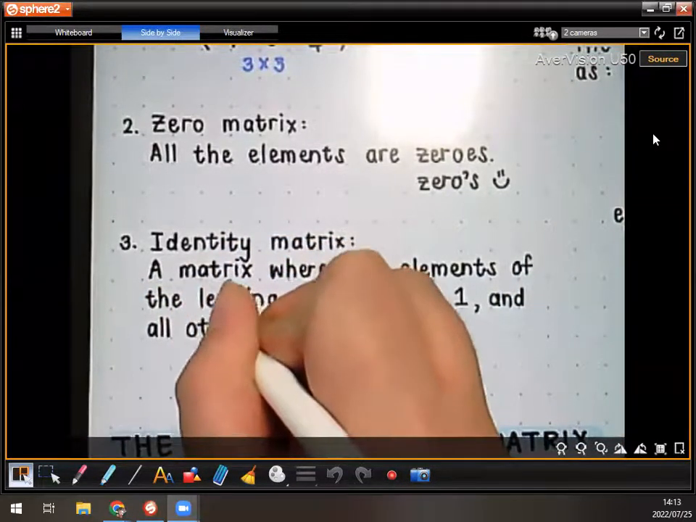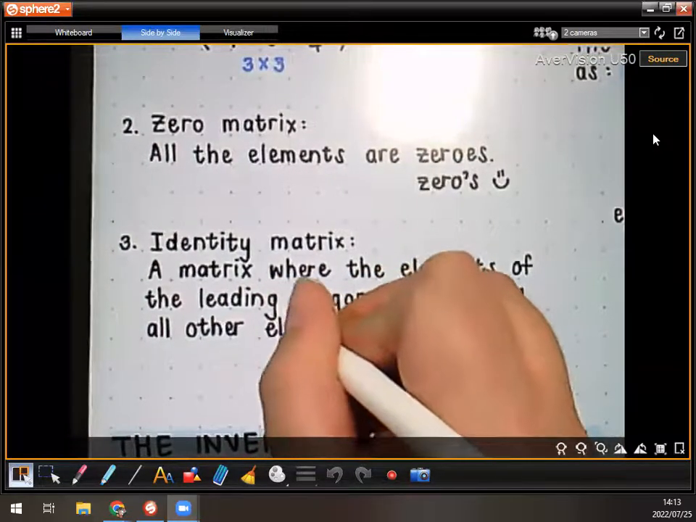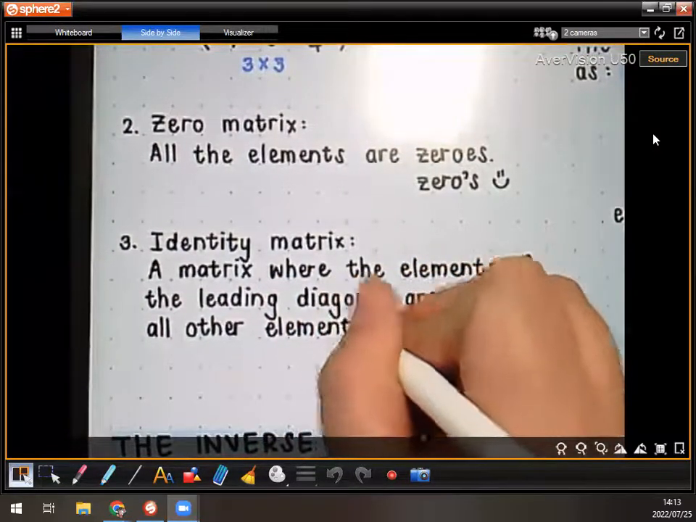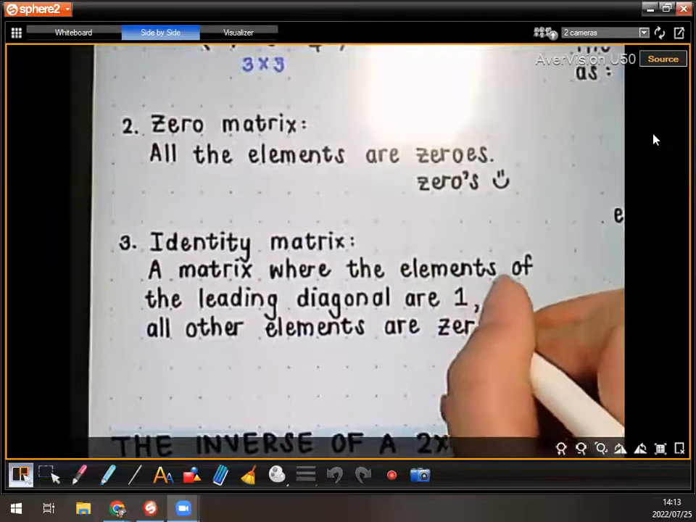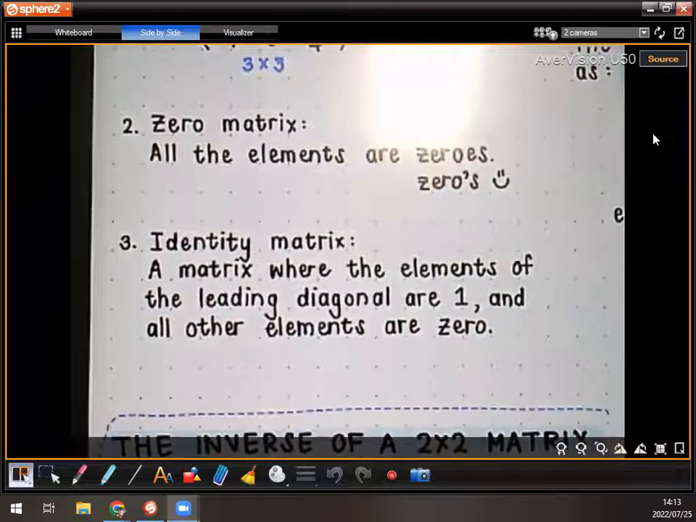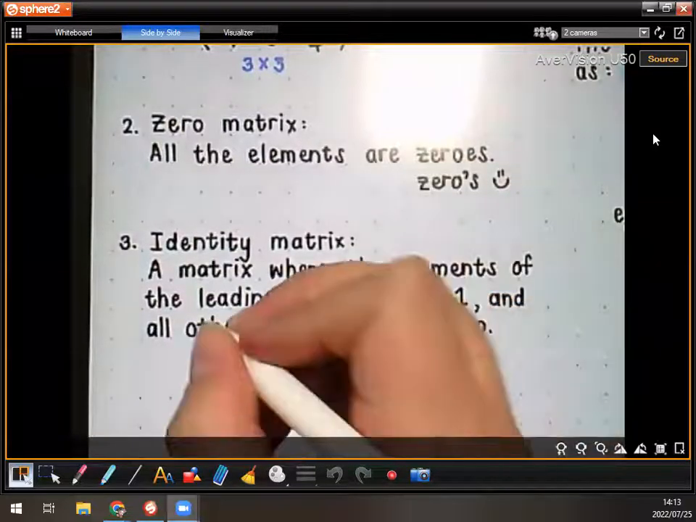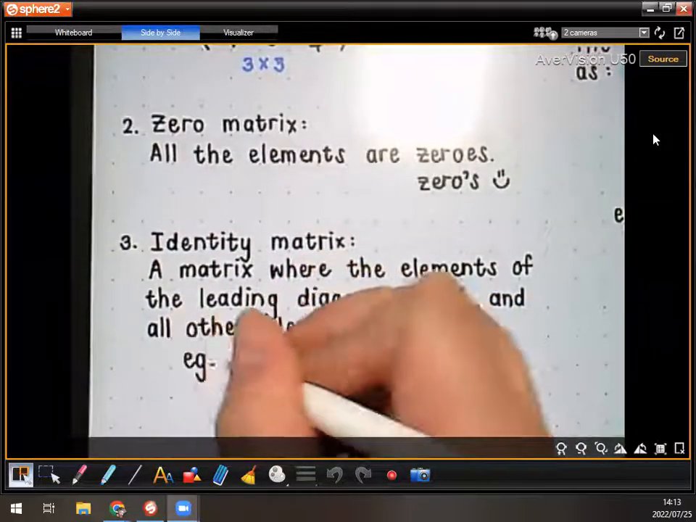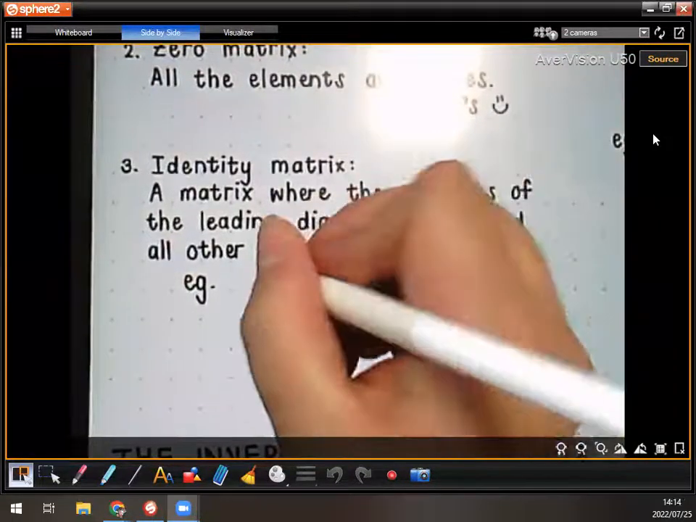Maybe it will make more sense if I actually draw one for you. You can write it down if you want. I'm just going to write an example here. Since we are mostly going to be working with 2 by 2 matrices in grade 10, I'm just going to do a 2 by 2 matrix.